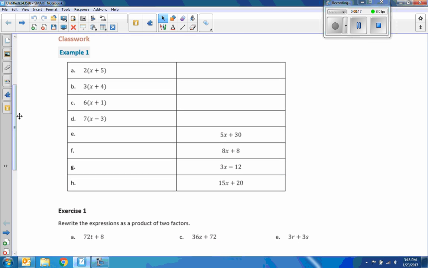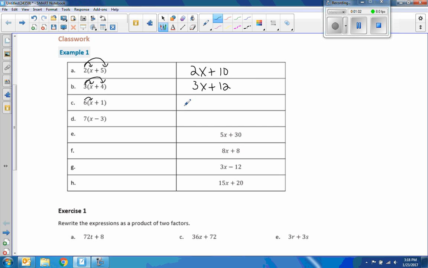So, classwork example 1, this is the distributive product. I'm not going to take time to do arrays anymore, for this is the width and this is the length. But keep in mind that's the process, and we are distributing. 2 times x is 2x. Positive times a positive is positive. 2 times 5 is 10. 3 times x, 3x. Positive times a positive, positive. 3 times 4, 12.